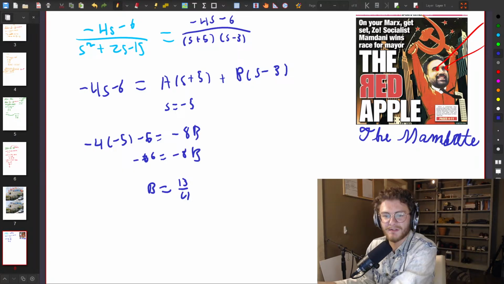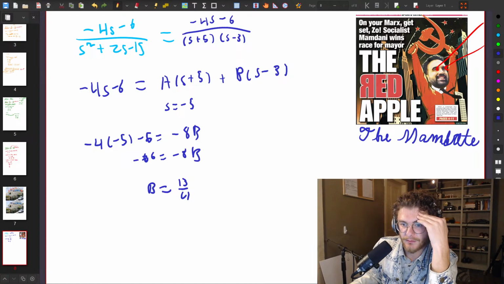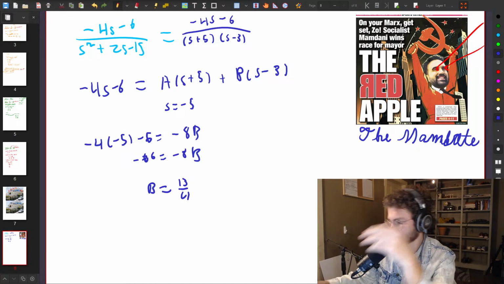Oh, does it want me to not even find it? Does it want me to say a over s minus 3? Tell me that that's not what it wants me to do. Okay, no, it actually does want me to solve it. Thank goodness.